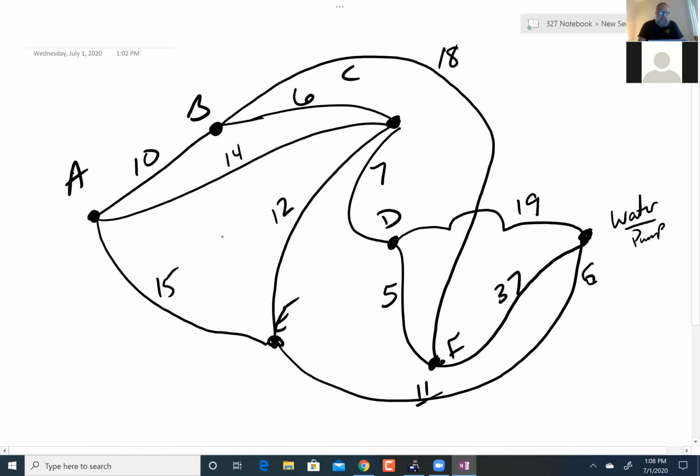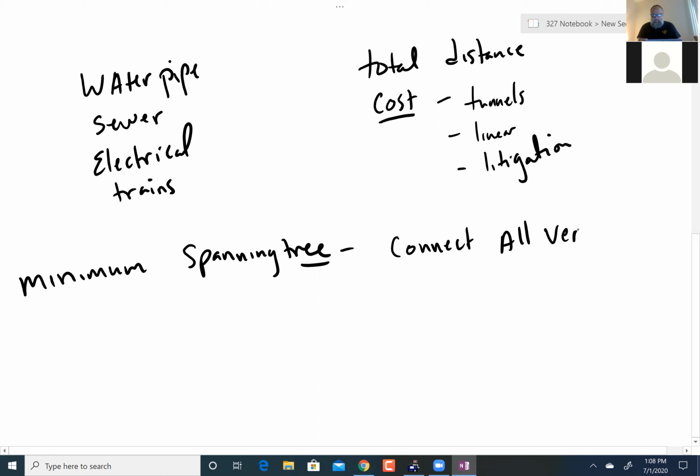So we're going to connect all vertices. This is very important: no circuits allowed. Okay, and we need to do it with the minimum sum of weights. So cheapest is another way of thinking of it. It's the cheapest, it's the smallest one, whatever makes you happiest.